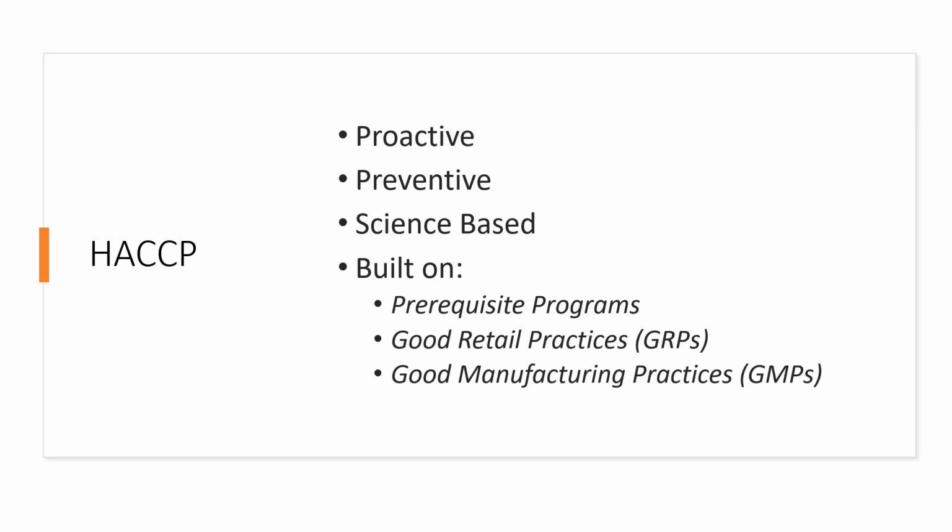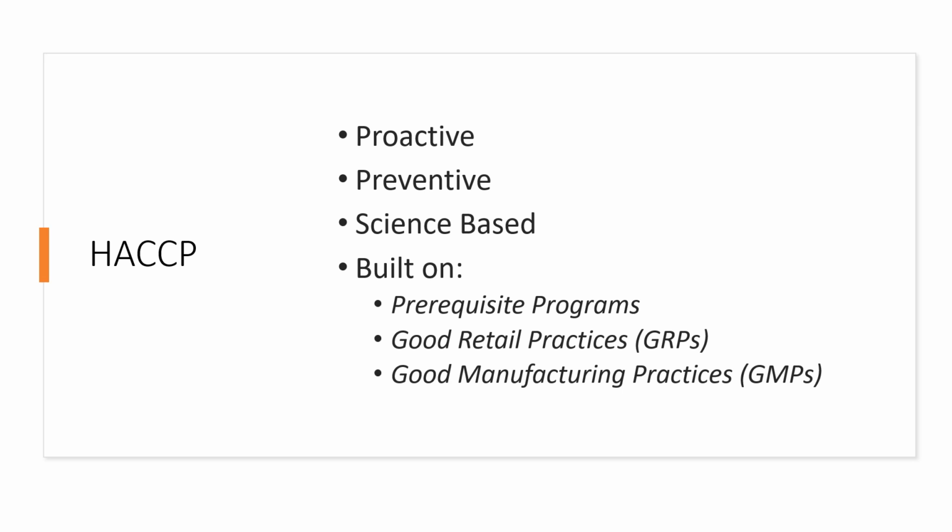So a good hazard program should be proactive and preventive, addressing a hazard before it causes harm. It should be science-based. Scientific information is what helps us decide what hazards we need to control, as well as how we will control them.